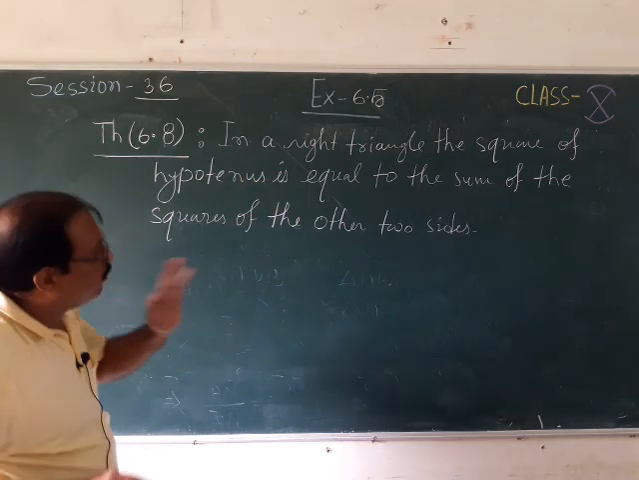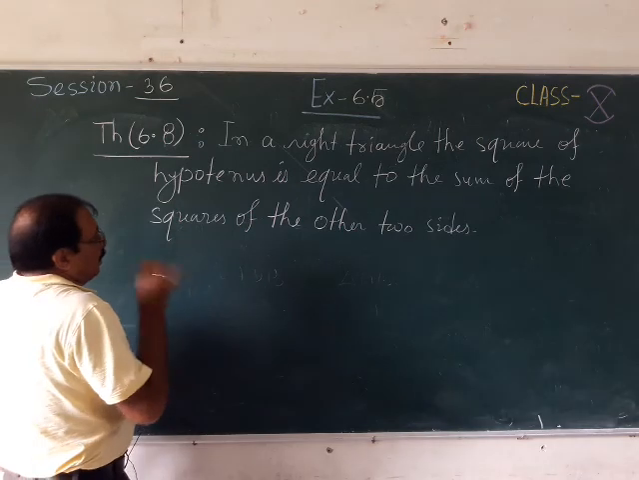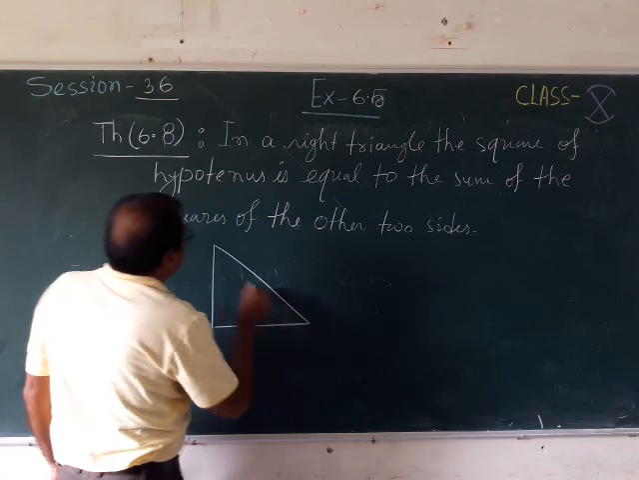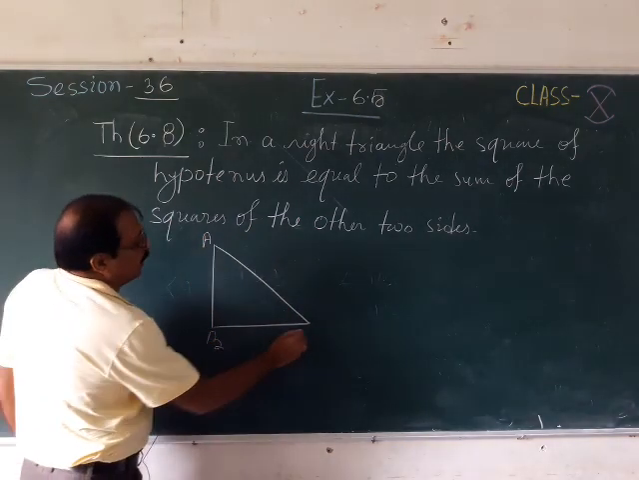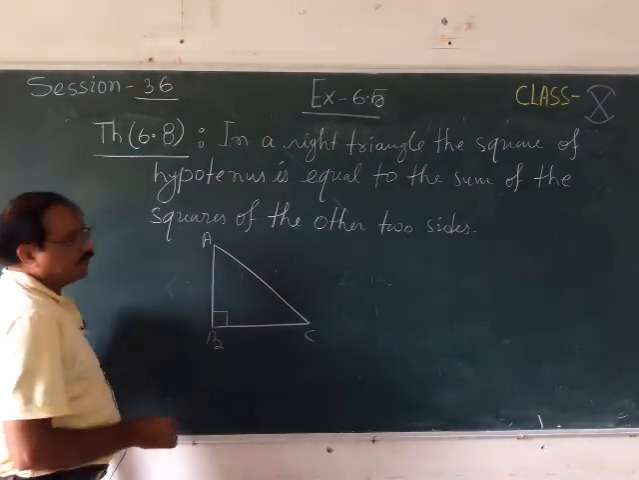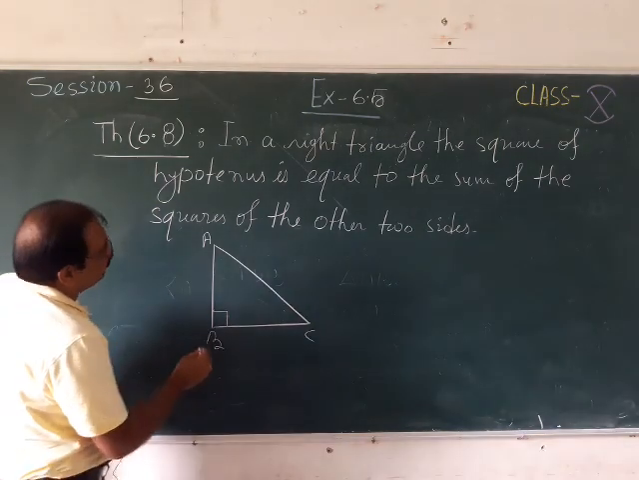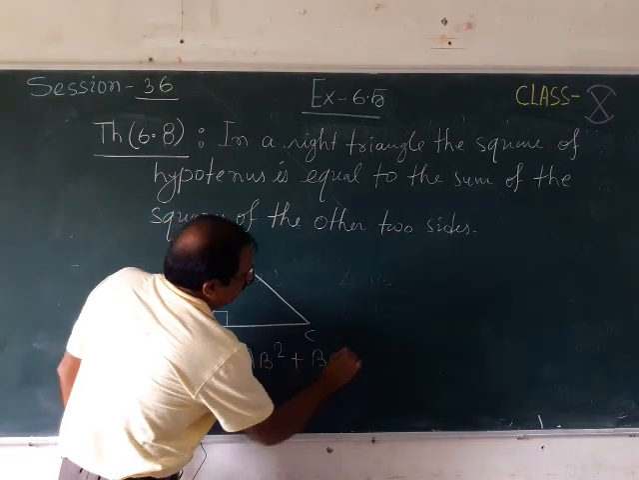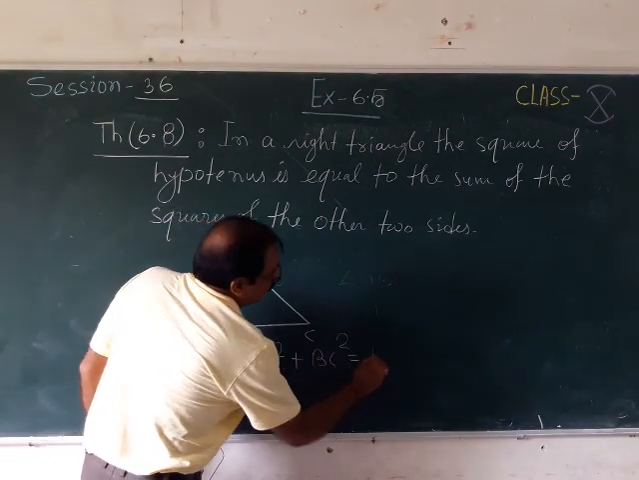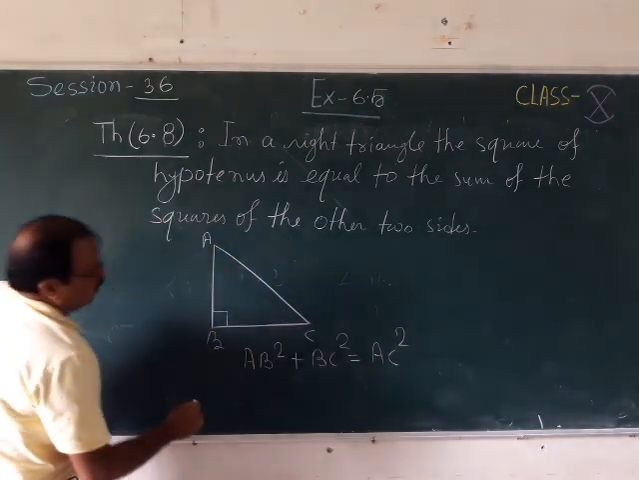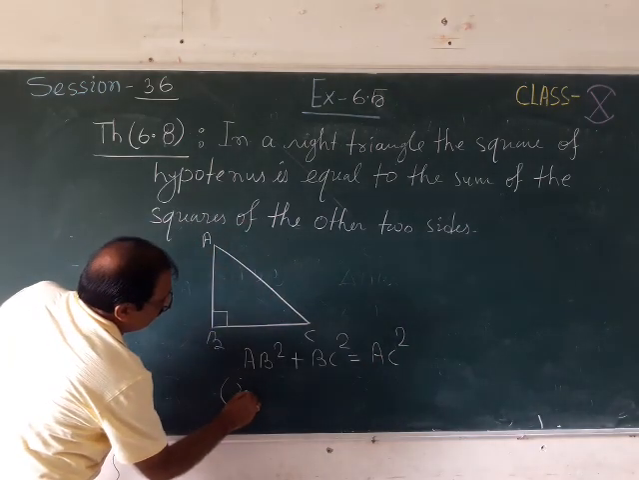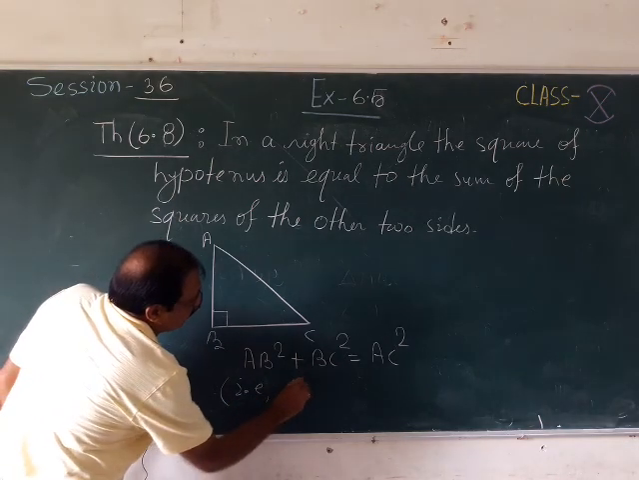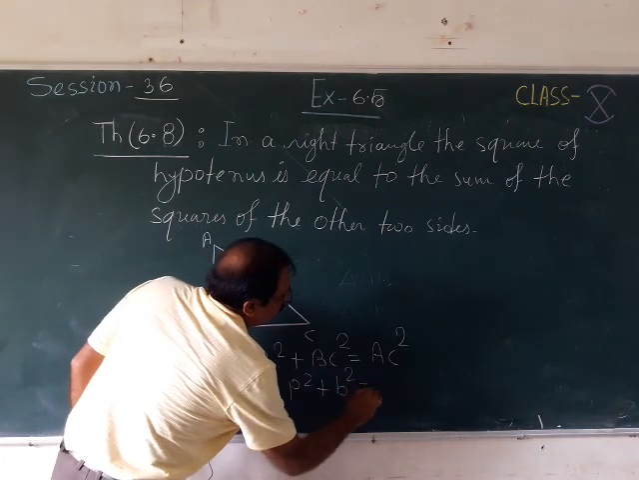The meaning of this theorem is what? If I explain the meaning of this theorem, it is very clear. Suppose you have a right angle triangle ABC, with the right angle at B. Then you know that AB square plus BC square is always equal to AC square. That is, you are aware, P square plus B square equals H square.